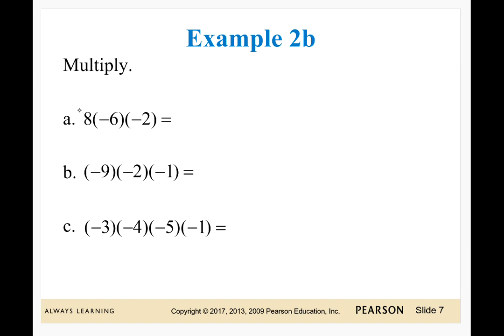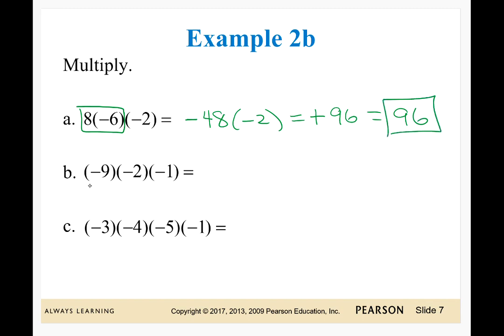So again, from left to right. First thing I'm going to do is 8 times negative 6. Positive times a negative is a negative, and then you multiply their absolute values. 8 times 6 is 48. So we have negative 48 times negative 2. A very common mistake is to do subtraction here. Remember, with those parentheses, you're multiplying. So negative 48 times a negative 2, so a negative times a negative is going to give me a positive. So I know that answer is going to be positive, and then 48 times 2 is 96. So my answer is 96.